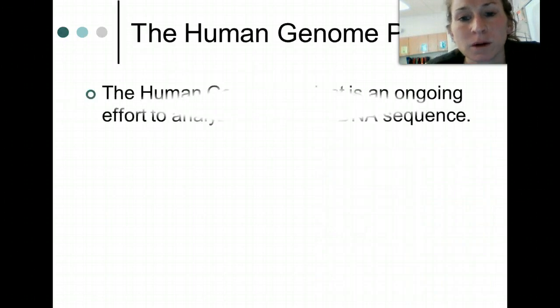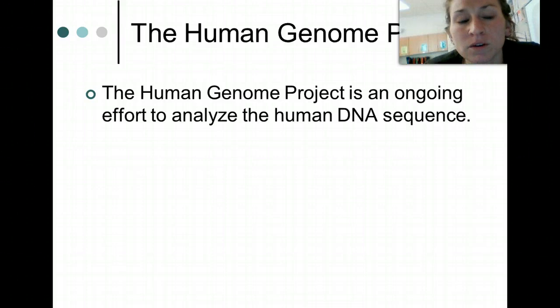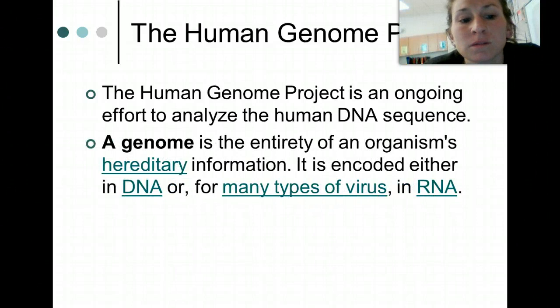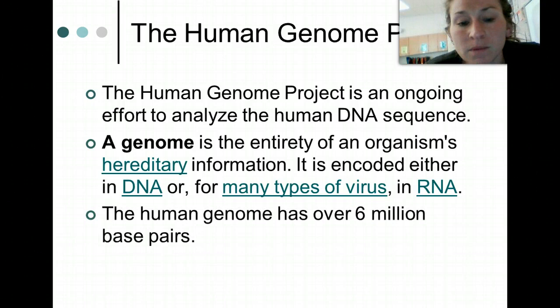So the Human Genome Project, you may have heard about this. It was an ongoing effort to analyze the human DNA sequence. And what a genome is, it's the entirety of an organism's hereditary information. It can be coded in either DNA or, for many types of viruses, RNA. So for us, of course, we've learned about DNA already, so you know for humans we are talking about DNA. And the human genome has over 6 million base pairs, so we're talking about those A's and T's and C's and G's that we learned about a while ago. Many base pairs, so a lot of information.